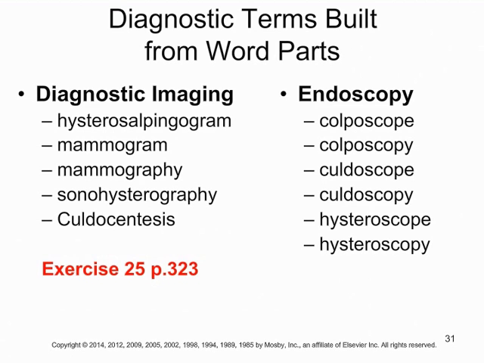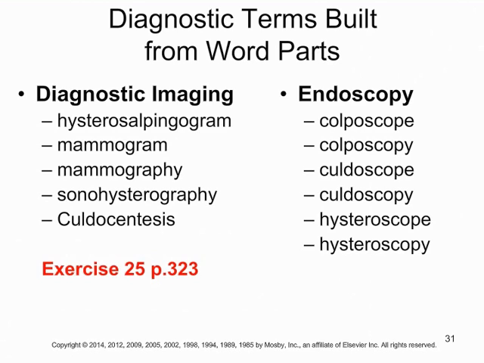Now we're to the diagnostic terms. There are diagnostic imaging terms here as well as endoscopy terms. On the left we have a hysterosalpingogram. Gram as a suffix means the radiographic image, so the picture. In this case we have a picture of the uterus and uterine tubes.